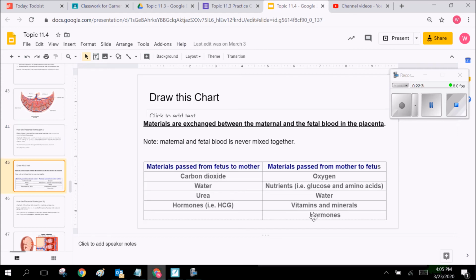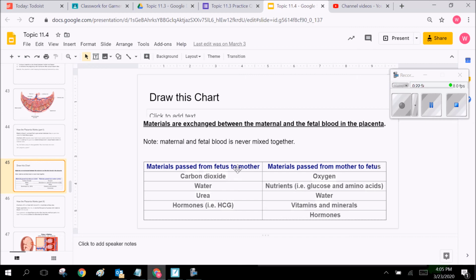This is what's exchanged. So we can see carbon dioxide is passed from the fetus to the mom, which is the waste product of the fetus's metabolism from its mitochondria. Water and urea are also passed back to the mom, as well as some of the excess hormones that the baby is helping to produce.